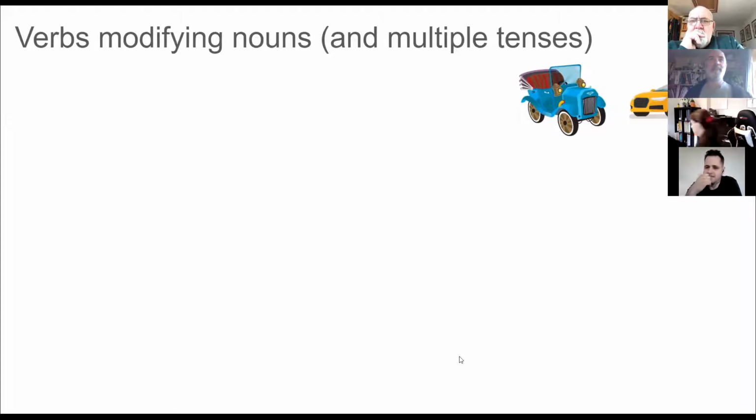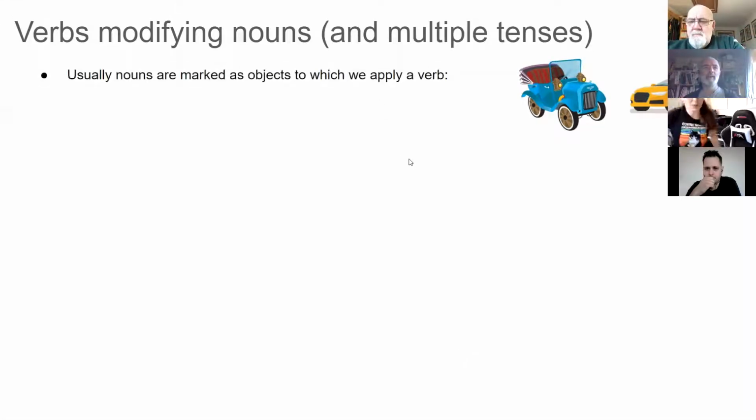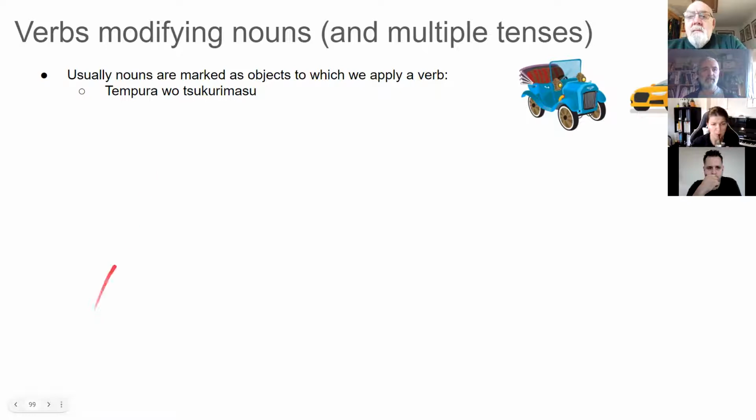Okay, let's carry on. Right, so we have this subject of verbs that can be used to modify nouns in the same way that we usually use adjectives before nouns. We can also use just simple verbs. So usually we mark a noun as an object to which we apply a verb. For example, tempura o tsukurimasu. So we're using o as the particle here to mark something that we're acting on. So tempura o tsukurimasu, to make tempura.